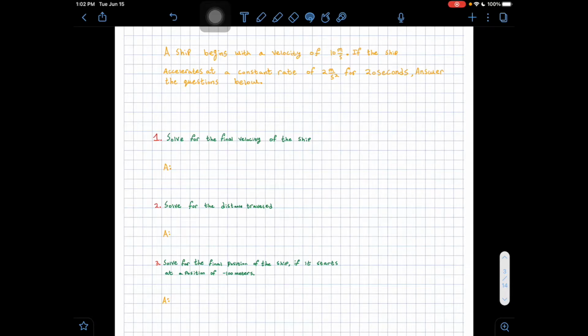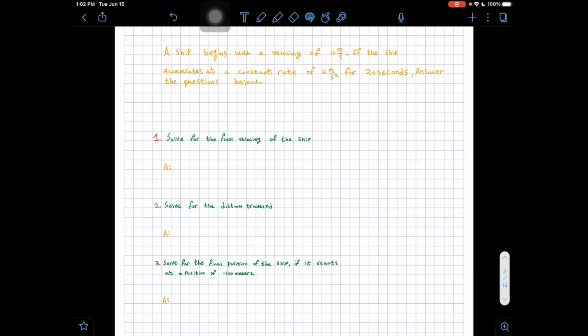In this video, we'll be going through AP Physics Review number 3. In this question, we have a ship that begins with a velocity of 10 meters per second. If the ship accelerates at a constant rate of 2 meters per second squared for a total of 20 seconds, answer the questions below. So, number 1 is asking us to solve for the final velocity of the ship.